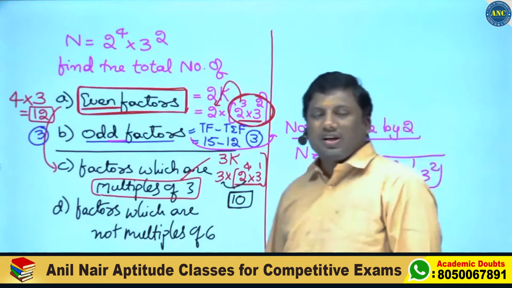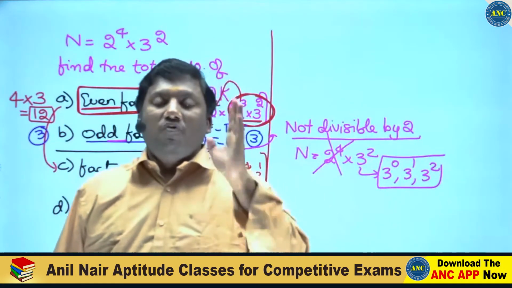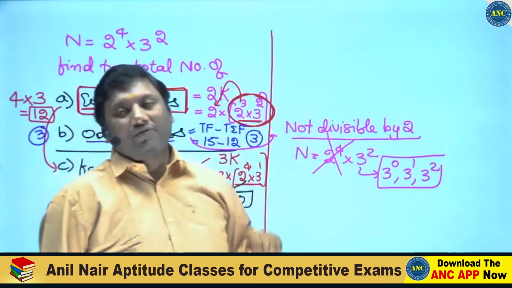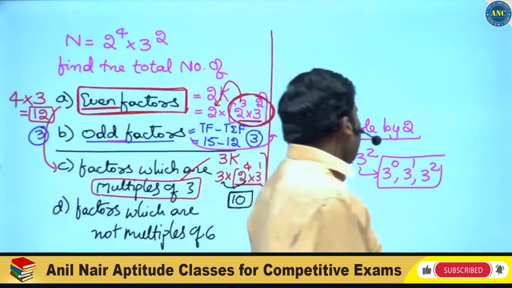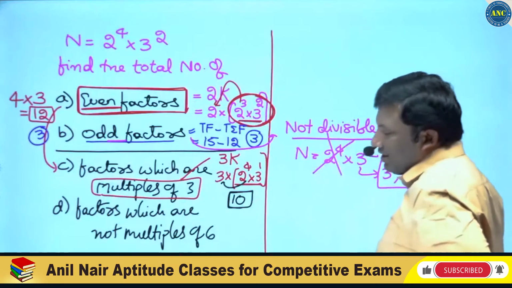Three combinations I got. An odd number is a number which is never divisible by 2. Whenever you are finding the odd factors, remove all the powers of 2. Why? Because an odd number will never be divisible by 2. I hope the idea is clear.